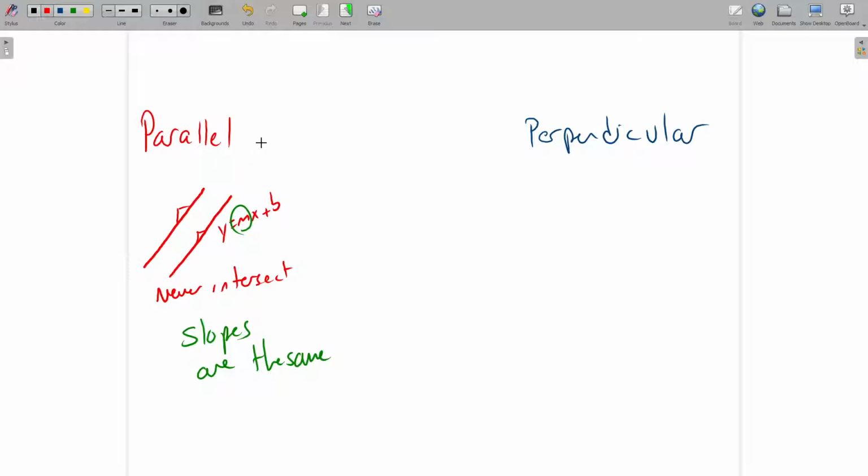Now there is a symbol for parallel lines, and it looks like two parallel lines. So if you ever see this symbol, sometimes it's written vertically. Either of those symbols where it looks like two parallel lines, that means it's asking you to find two parallel lines. All right, perpendicular has a symbol like this.